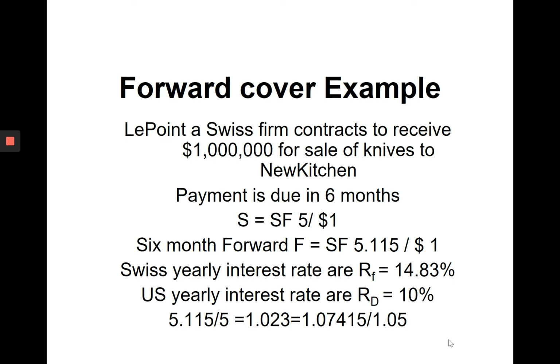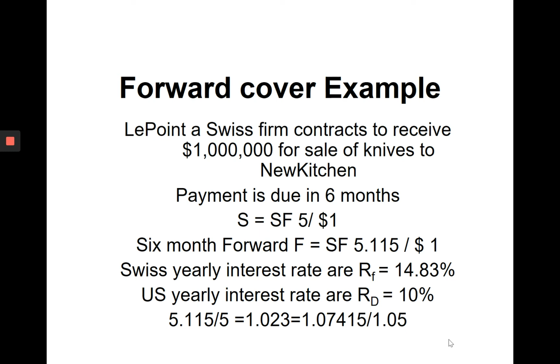So the contract is for $1 million, and the knives are going to come from Switzerland and be shipped to the US. But the payment is in 6 months, 6 months in the future. And we discussed this before. The wholesaler needs a bit of time to make some sales and make some money and pay this.